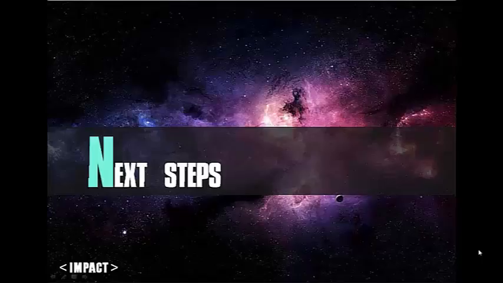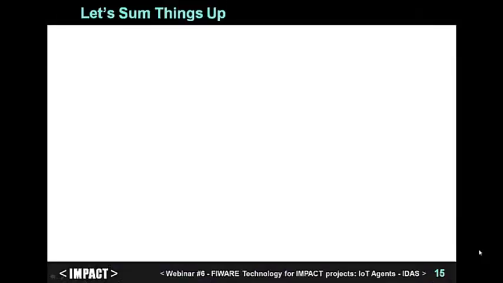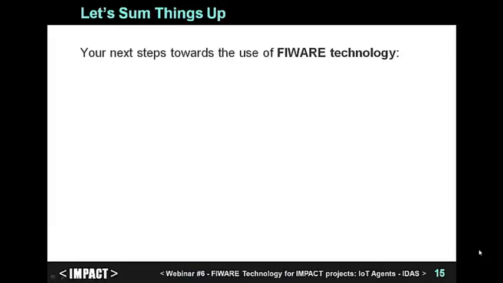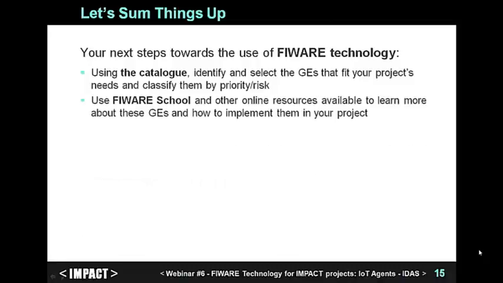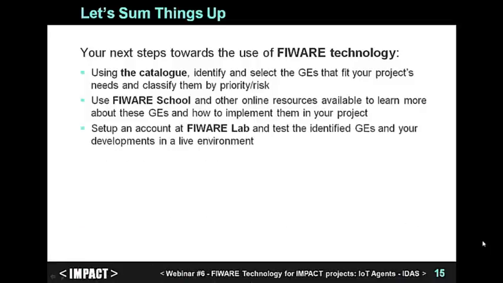So what's next now? Next steps are very important for you. Let's sum things up. The next steps towards the use of Fiware technology: first, start by using the catalog to identify and select the enablers that best fit your project's needs and classify them. Then use Fiware School and all the other online resources that we've been talking about. Use the webinars to learn more about these GEs and about how to implement them in your project.